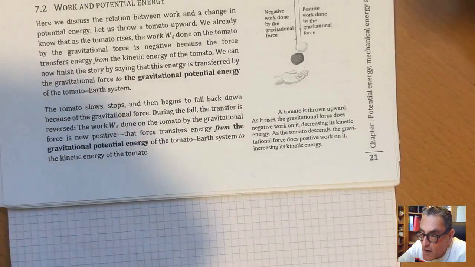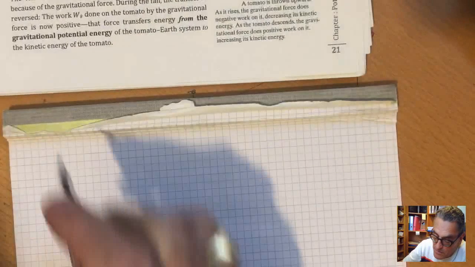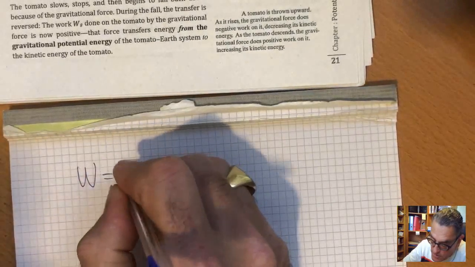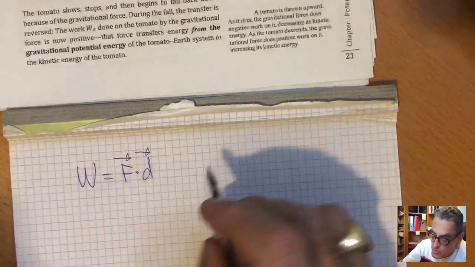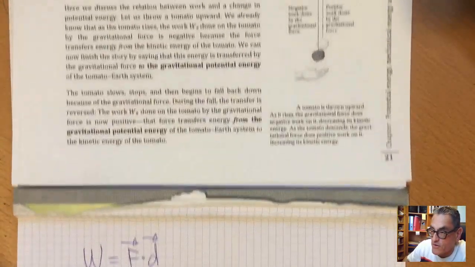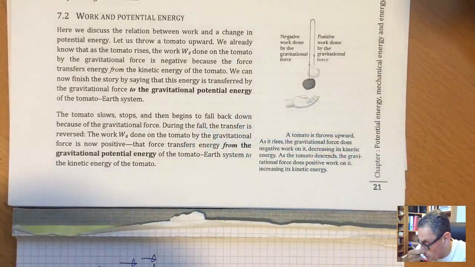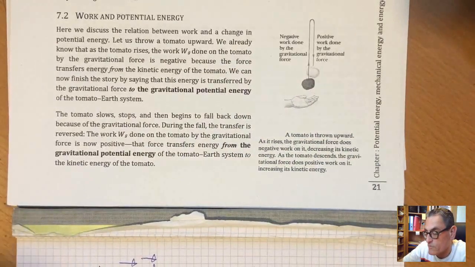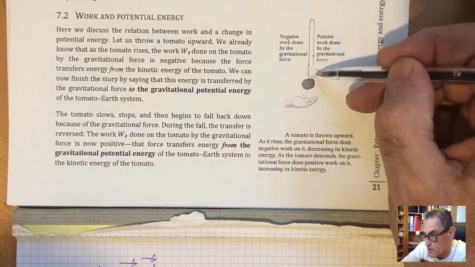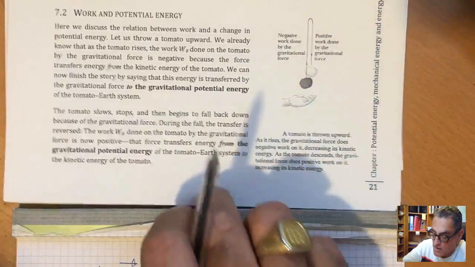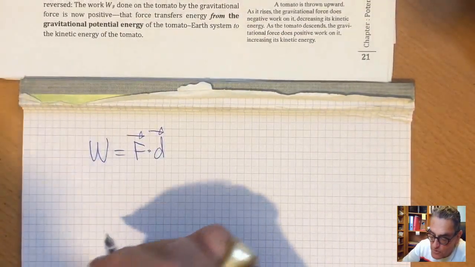Now let's see how work is connected to potential energy. You remember that work is the scalar product of force times the distance. Okay, so work is a form of energy. What we are going to do here is look at the work of the gravitational force when we lift a tomato and then when we let it go down. Let's look at that, and then with that we will be able to define the potential energy.